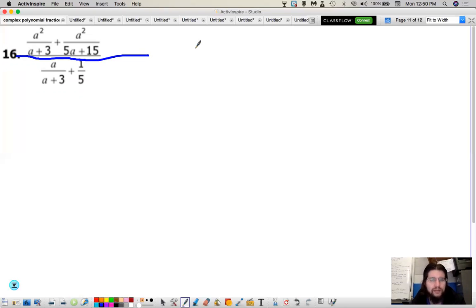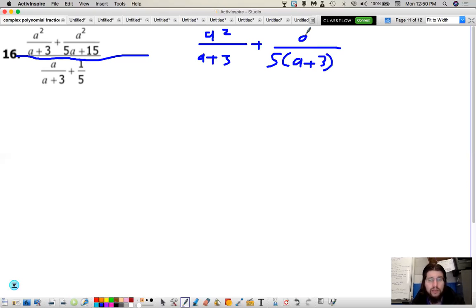So, you know what, I think I'm just going to rewrite this whole numerator here. A squared, A plus 3 plus 5 times A plus 3, over A squared. Under A squared, I guess. Sorry. Yep, that's the numerator there. The denominator, well, I'll just write it down.